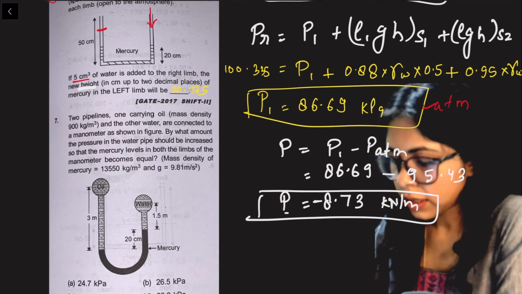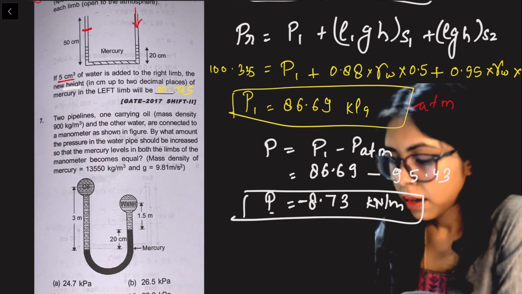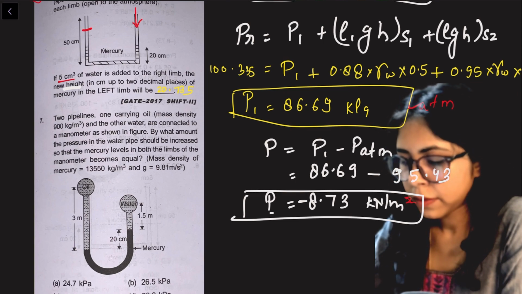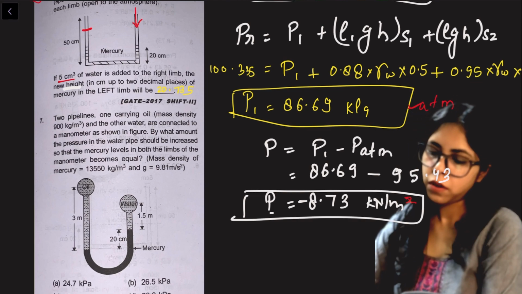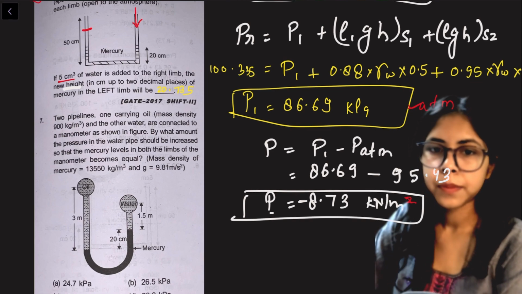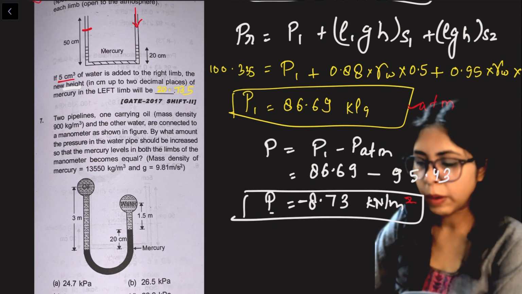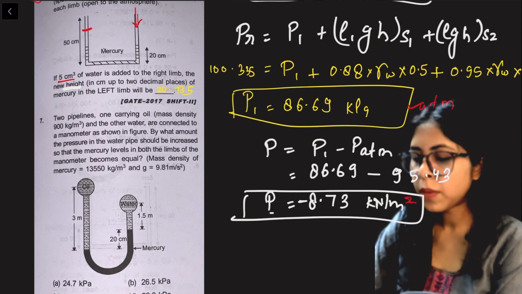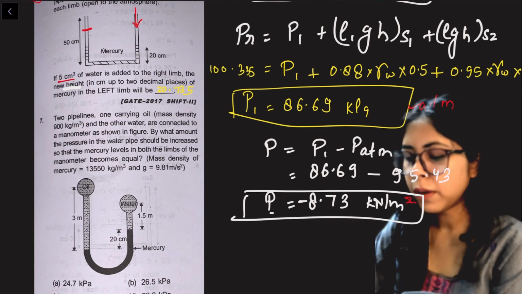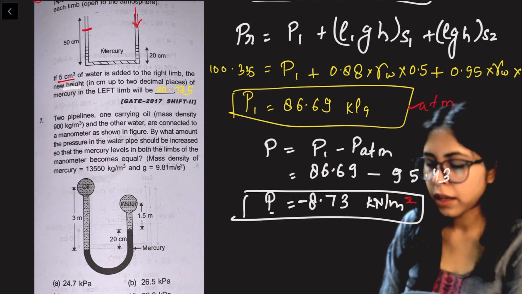Question number 7 is 2 pipelines, one carrying oil, mass density 900 kg per meter cube, and the other water, and these both are connected to a manometer as shown in the figure. By what amount the pressure in the water pipe should be increased, so that the mercury level in both the limbs of the manometer becomes equal? Okay, I have to equalize the mercury level.